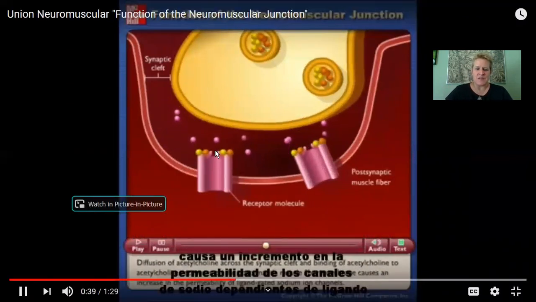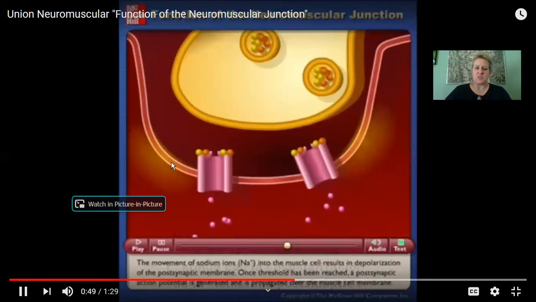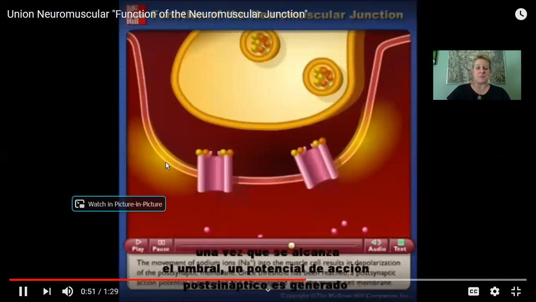Now, it opens up the ion channel, and we're going to see that the little purple balls are sodium ions, which you know to be stimulatory. So that cell is going to get stimulated. It's going to form an action potential right here, an EPSP.